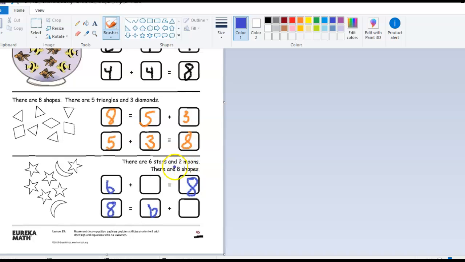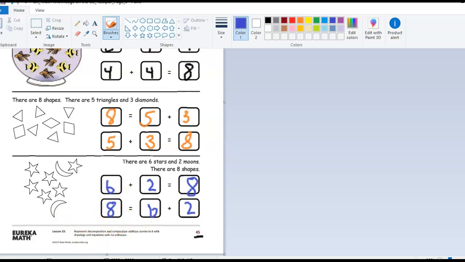Now, what is our other part? Yes, 2 moons. Let's count the moons. Get ready. 1, 2. So we know that the other part is 2. So we are going to fill in 2 here and 2 there. Awesome job, Bulldogs, helping me complete the number sentence to equal 8.